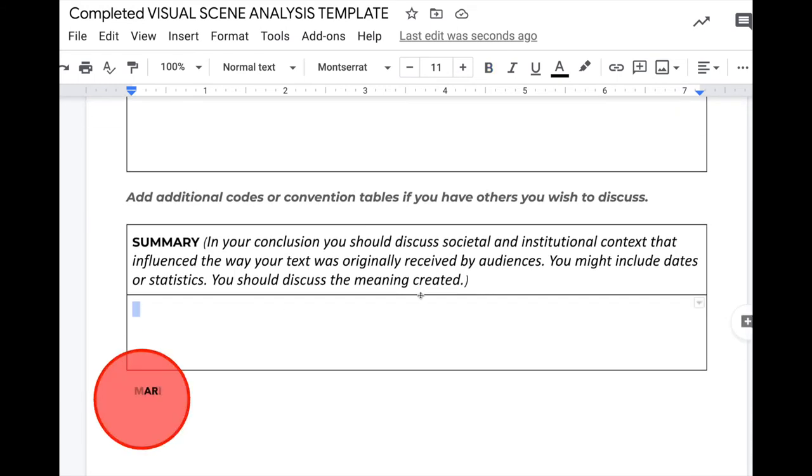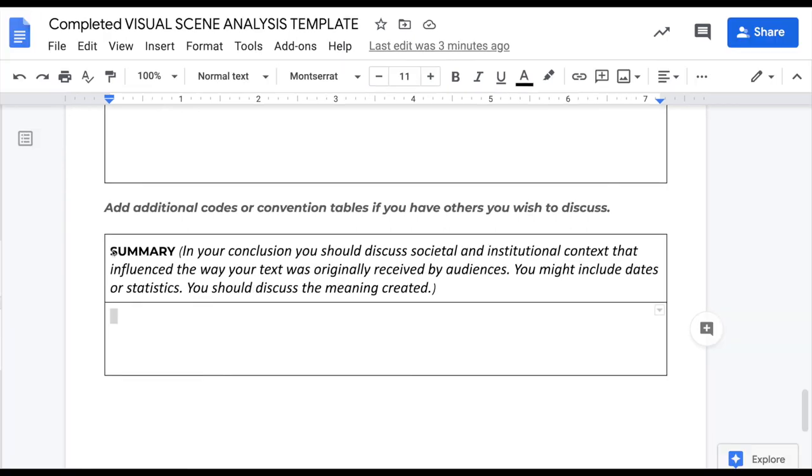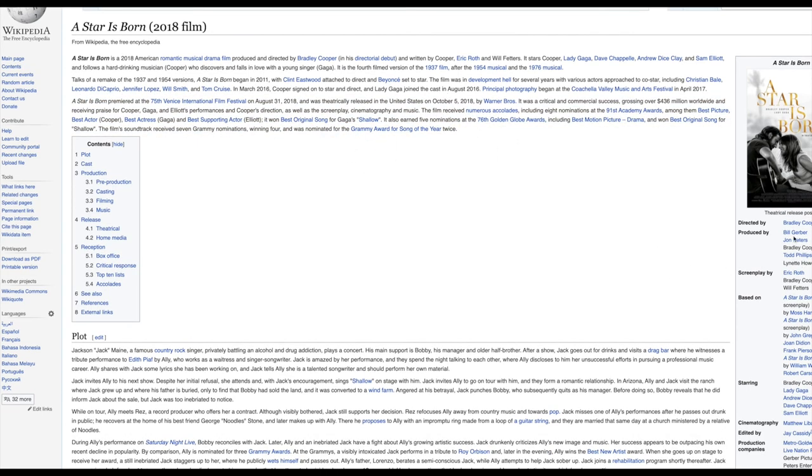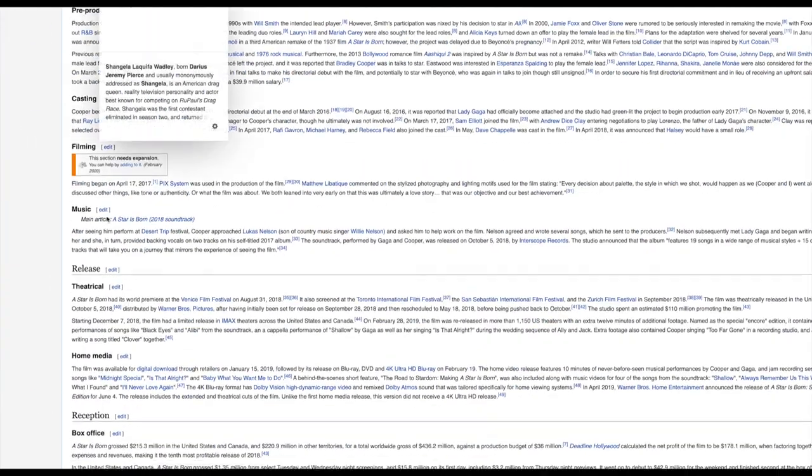Step 9 is a summary of your major ideas about the meaning created by the scene. Remember throughout to use the internet and search engines for depth of knowledge, like producers, reception and distribution.